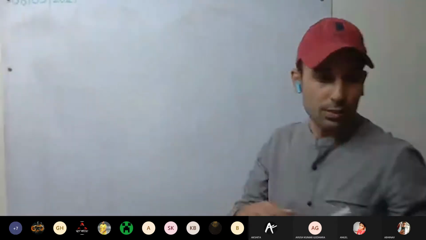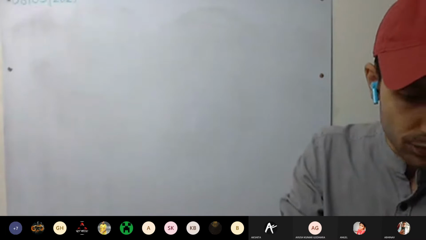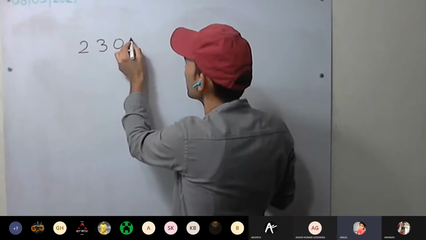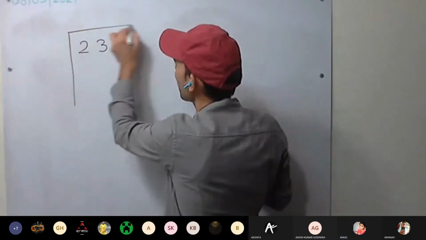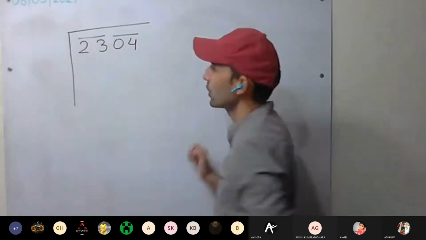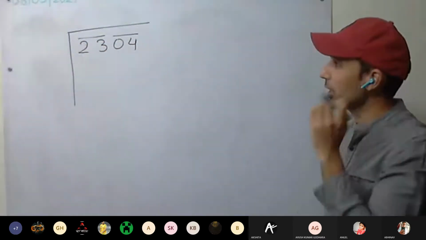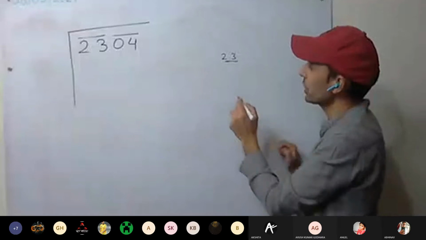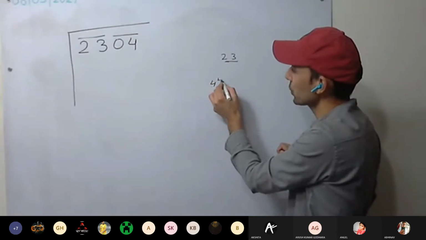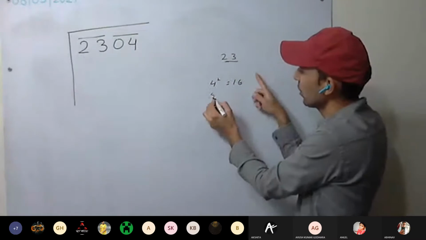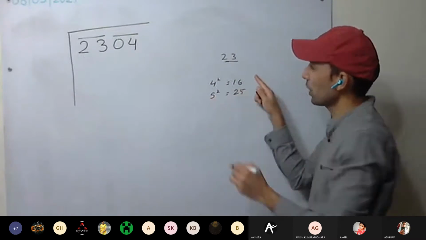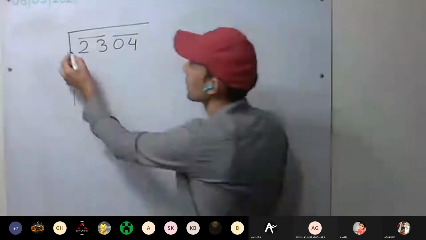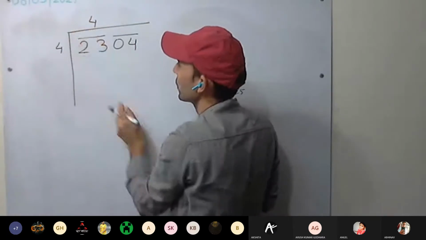Next is 2304. The pairs are 23 and 04. This time we have to take 23 first. Check the number. 3 3s are 9, 4 4s are 4 square 16. It is still less. 5 square is 25. So what do we have to go with? The square of 4. Put 4 here, 4 here.